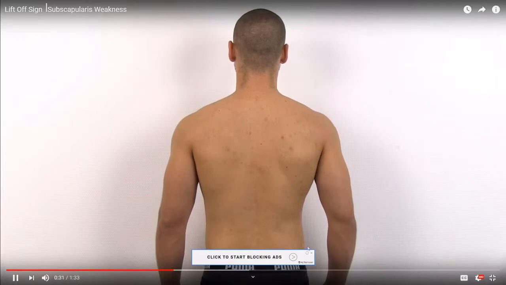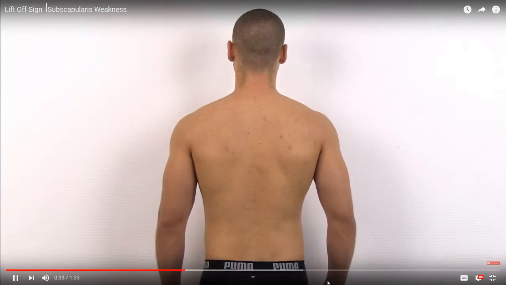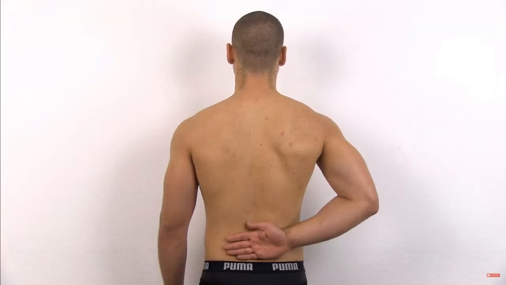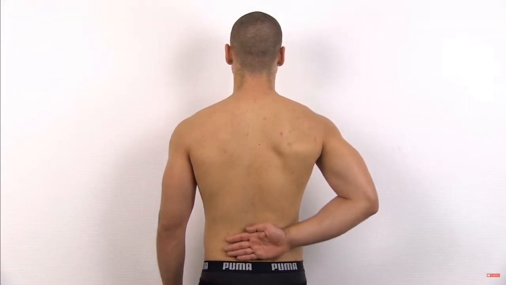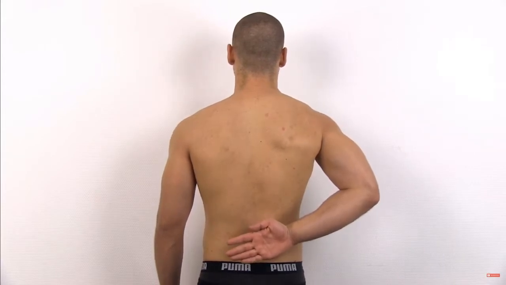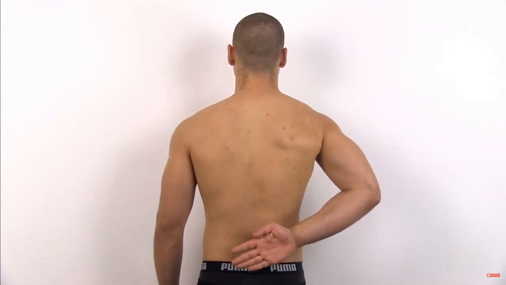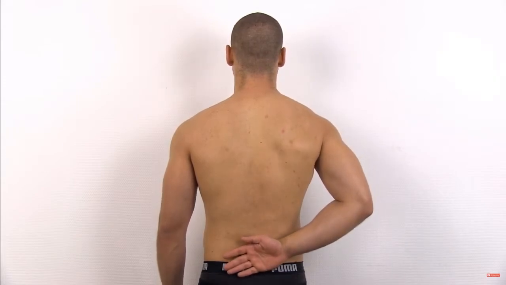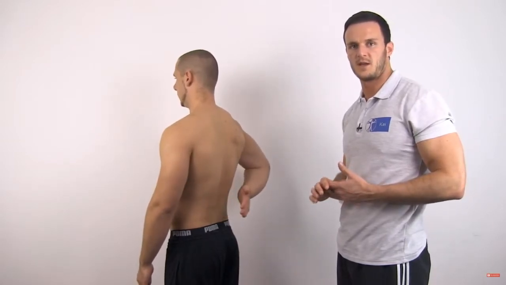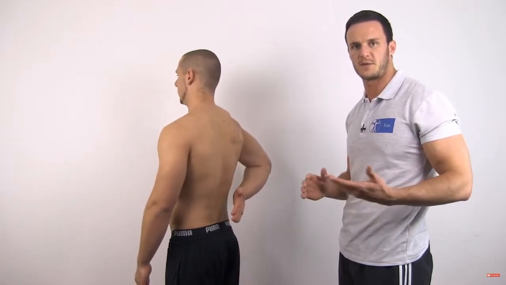To conduct the test, have your patient standing with the dorsum of his hand against the mid-lumbar spine. Then ask your patient to lift off the hand from the back and watch for abnormal motion of the scapula, which could indicate scapular instability. If the patient is unable to do so, this indicates a lesion of the subscapularis. If the patient is able to lift off the hand from his back, you can give resistance to test for the muscle strength.